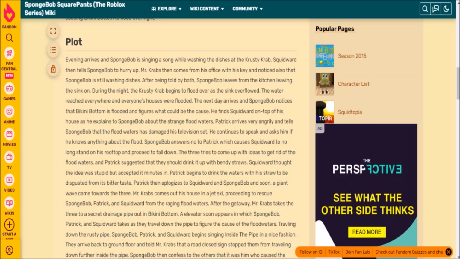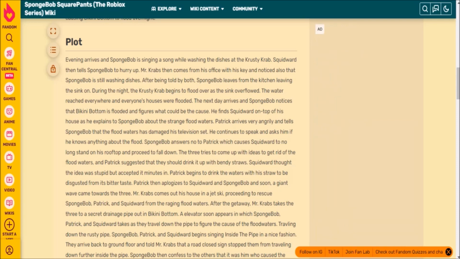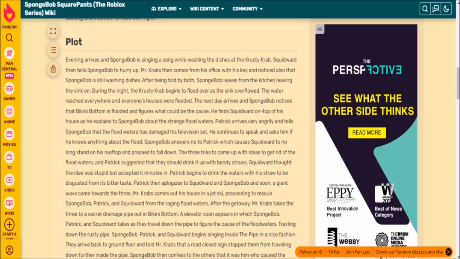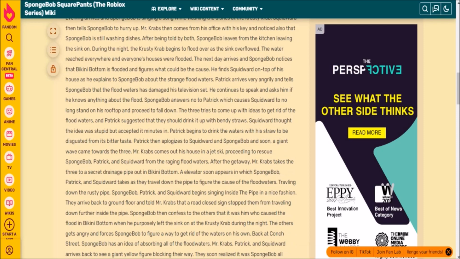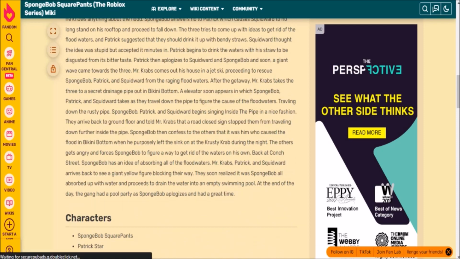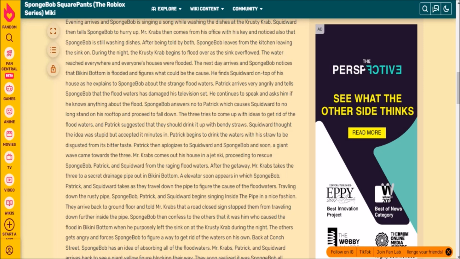The three try to come up with ideas to get rid of the flood waters, and Patrick suggests that they should drink it all up with bendy straws. Squidward thought the idea was stupid, but accepted it minutes in. Patrick begins to drink the waters with a straw and is disgusted by its bitter taste. Patrick then apologizes to Squidward and swims up, and soon a giant wave comes towards the three.